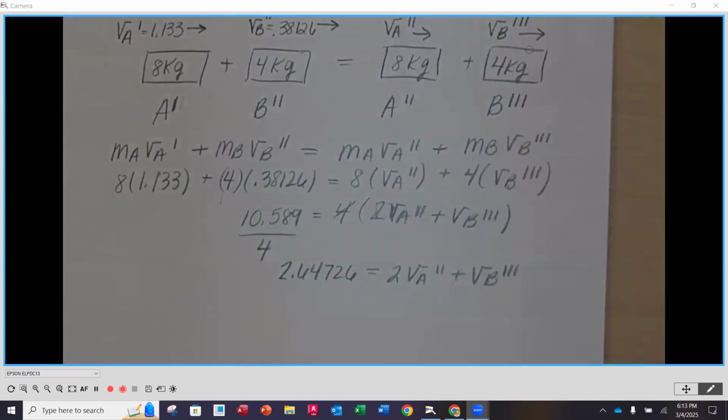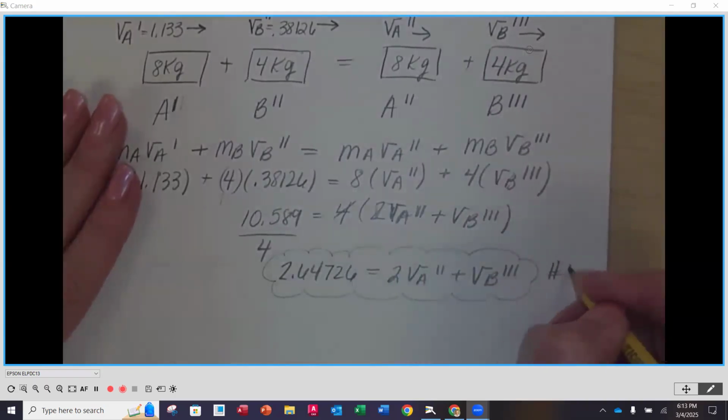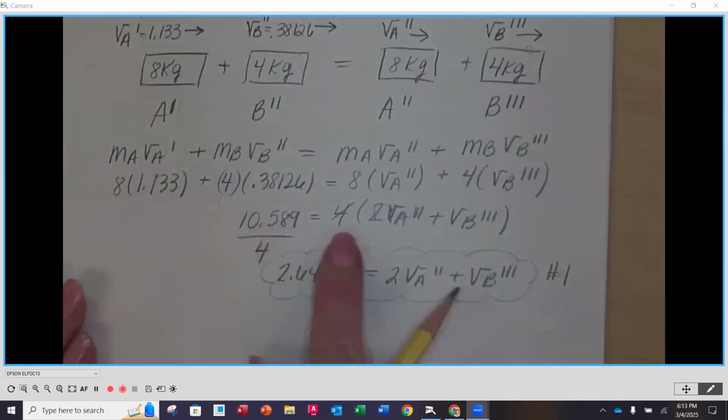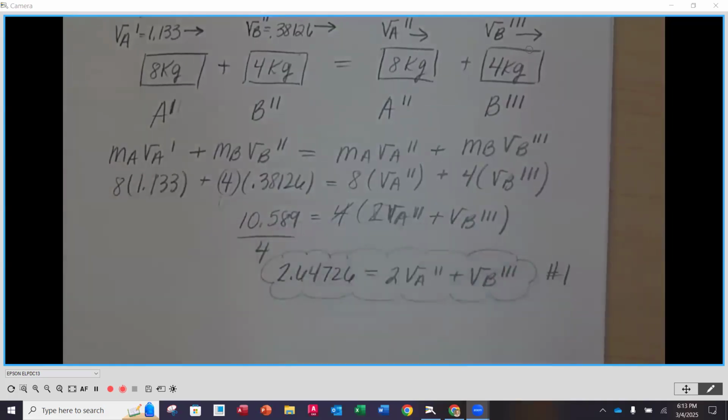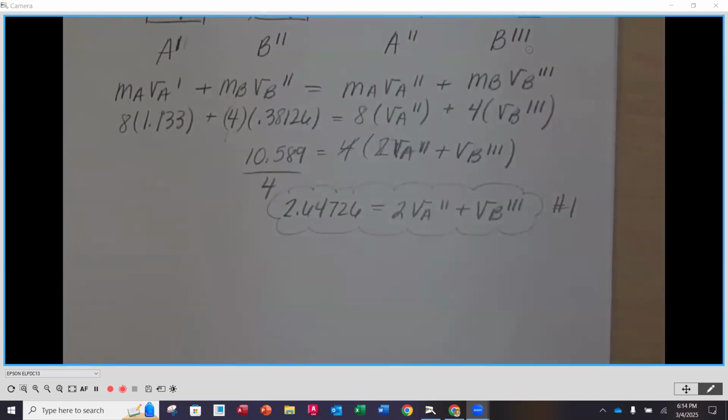Okay. So this version is equation number 1. Now, again, if you leave it up here in the line above and you don't factor out the 4, totally fine. You will end up with the same numbers.